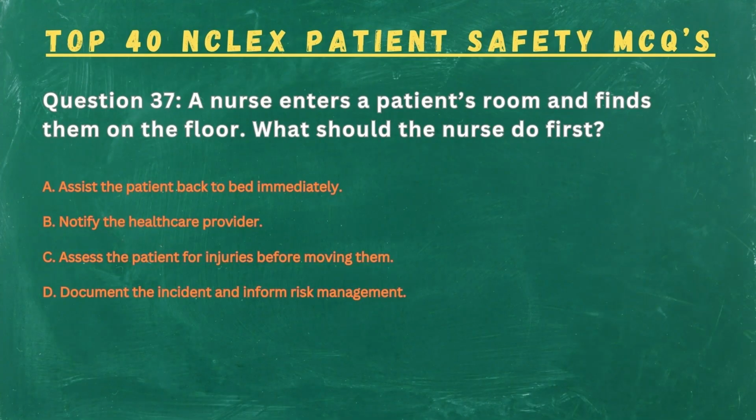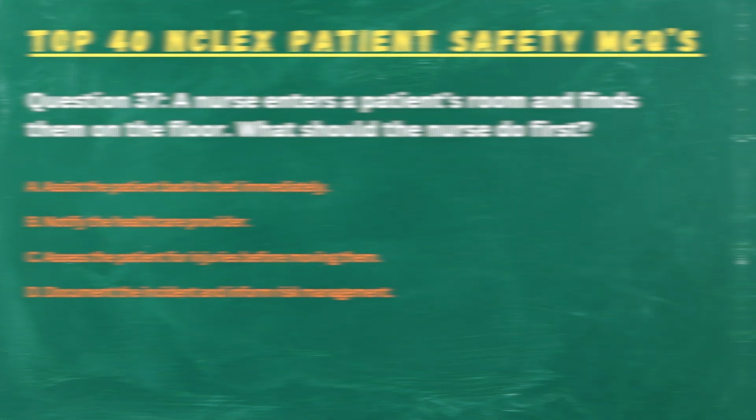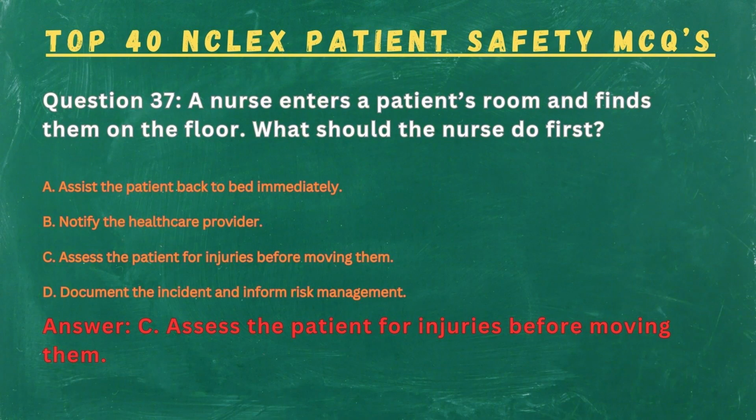Question 37. A nurse enters a patient's room and finds them on the floor. What should the nurse do first? A. Assist the patient back to bed immediately. B. Notify the healthcare provider. C. Assess the patient for injuries before moving them. D. Document the incident and inform risk management. Answer: C. Assess the patient for injuries before moving them.